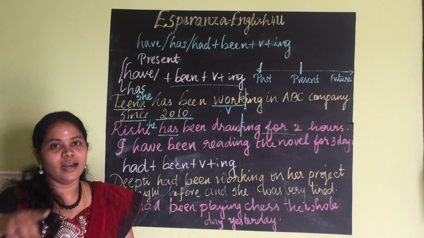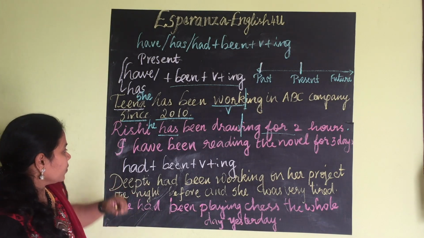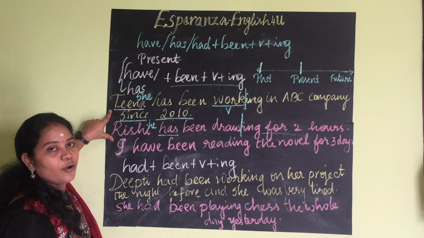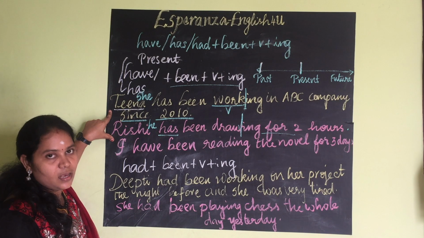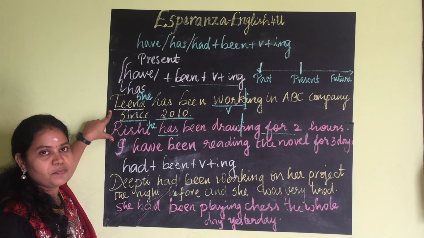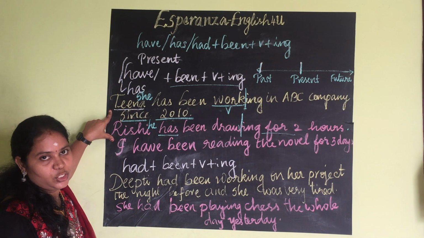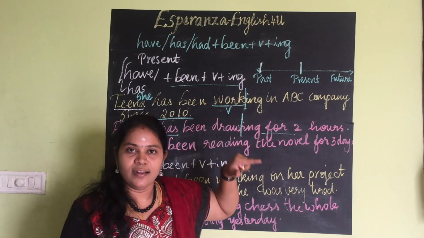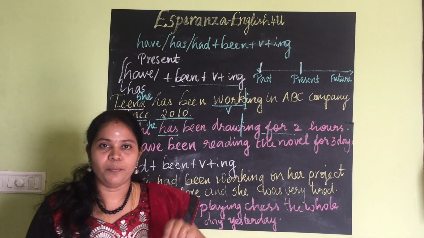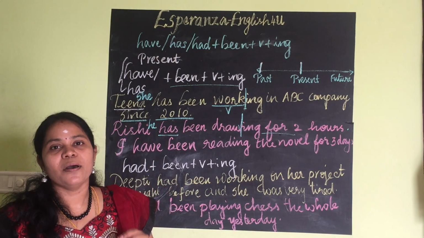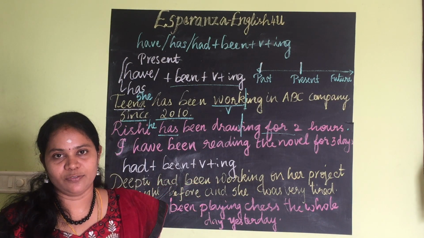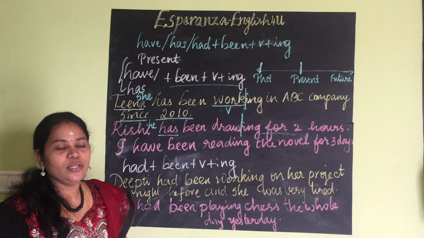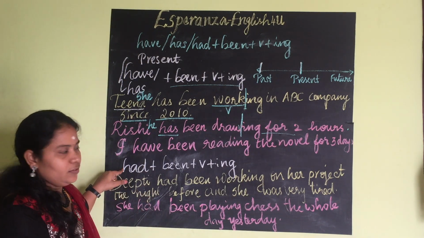Already started, continue. Clear? So this is the thing for present perfect continuous: have or has plus been plus verb plus ing. Clear? If the action started already and continued to the present, there we can use present perfect continuous form. Now we are going to see about past perfect continuous form.